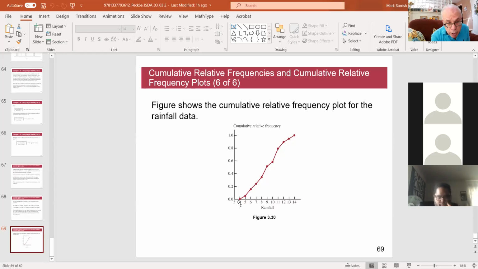So, for example, from 4 up to 5 inches, the frequency is the height, the cumulative frequency, the height of this dot at number 5. At number 6, it would be the cumulative frequency when the rainfall is up to 6 inches, and so forth. Eventually you would get all the way up to a cumulative relative frequency of 1, because that's the total relative frequency. So the very last one here, between 13 and 14, would have a cumulative relative frequency of 1, which means all the data points are less than 14.